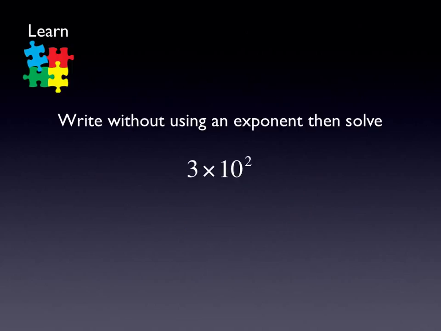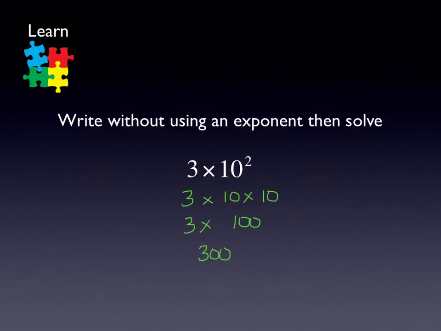Right, so let's compare this expression to the ones we've already talked about. The other ones only had powers of 10. This one has a factor other than 10. So let's first write 3 times 10 to the 2nd power without using an exponent. So we could say that's 3 times 10 times 10, or 3 times 100. So the product of this, 3 times 100, is going to be 300.